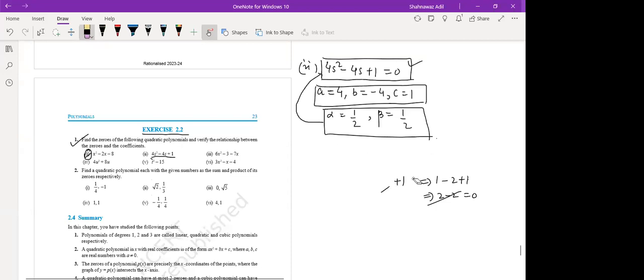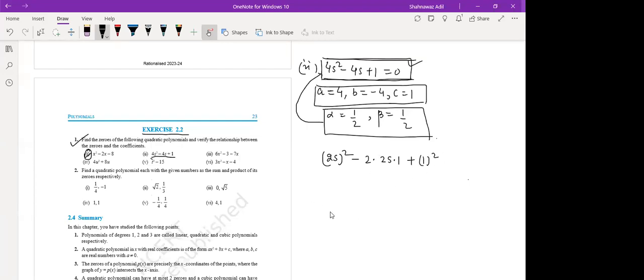Which method did you use? The middle term splitting. Yes, sir. And we can also use the other method as well. So we have this 4s square, which is 2s whole square, right? Minus 4s. So this is minus 2 into 2s into 1, and then this is 1 square. So what is this identity? Can you identify?